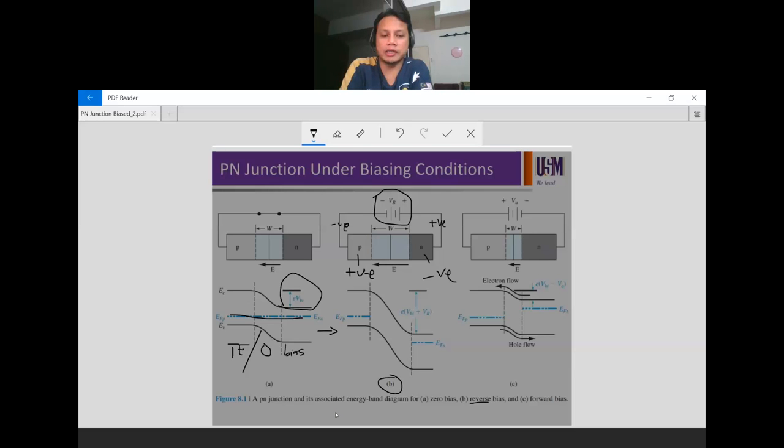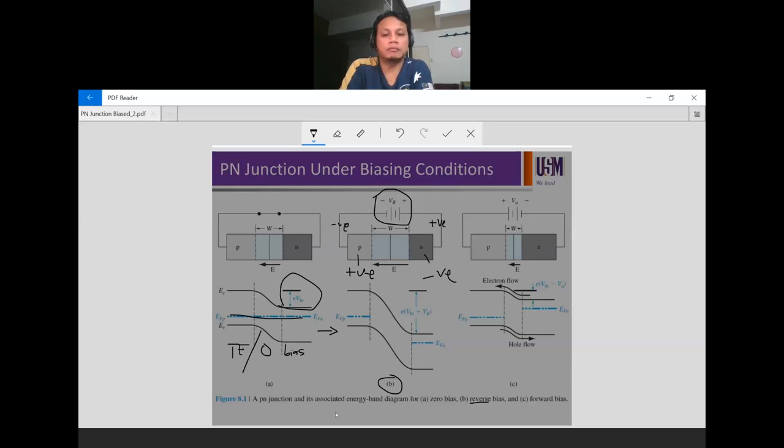Try to look at the barrier height at thermal equilibrium. The thermal equilibrium barrier height is equal to QVBI, right? So now let's look at the barrier height for reverse bias. The equation is still the same, Q, but look at the V now. What happens to the V? V is now equal to the built-in potential plus your reverse bias voltage, so that will be Q times VBI plus VR, where VR is the reverse bias voltage.